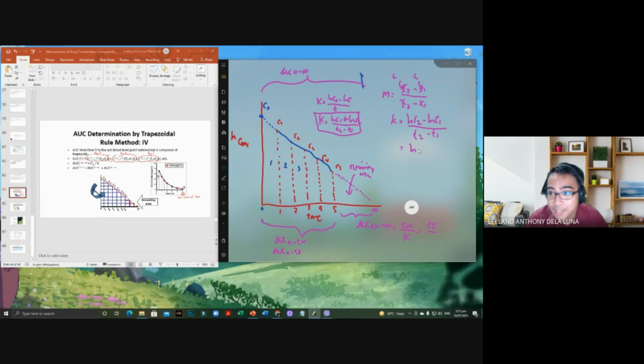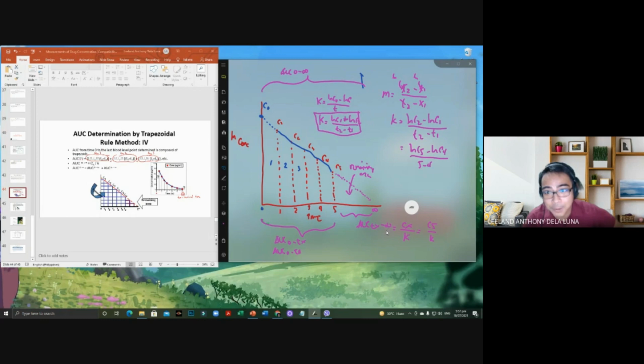Okay? So this will be ln C5, sorry, minus ln C4 over 5 minus 4. So whatever that data will be, that will be my K. Okay? Okay, so yun ang magiging K ko. So that will be computing for AUC from TX to infinite time.